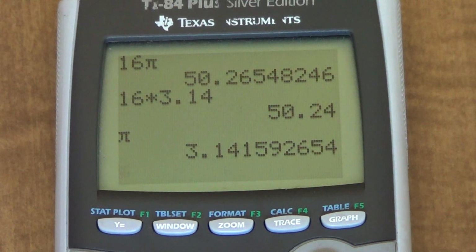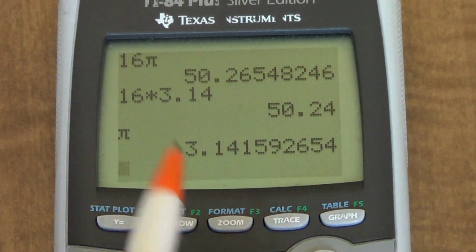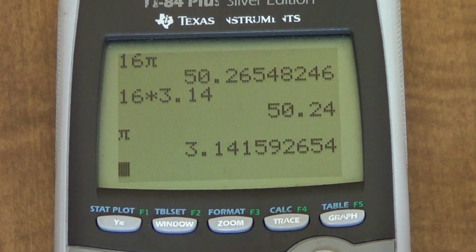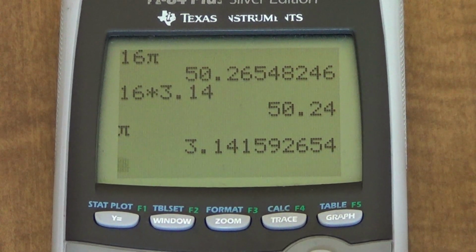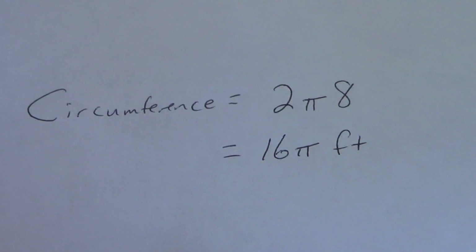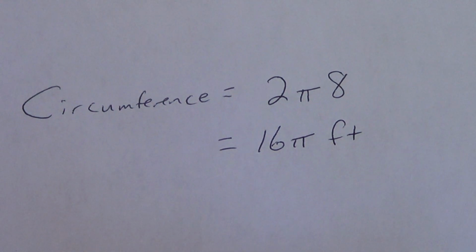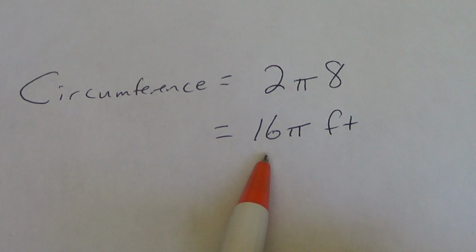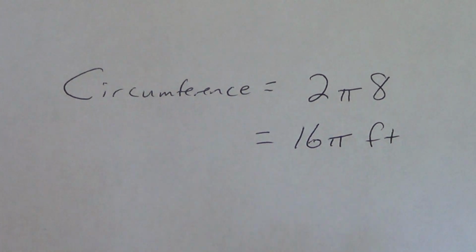All right, so I don't want you using 3.14 at all. If you use 3.14, I'm going to mark it wrong. I don't care if the book tells you to use 3.14, don't use it. All right? So you can leave your answer like this, or you can write it as 50.27 if I tell you to round it. If I don't tell you, I want you just leaving it exact. If I say exact, you absolutely have to leave it like this.